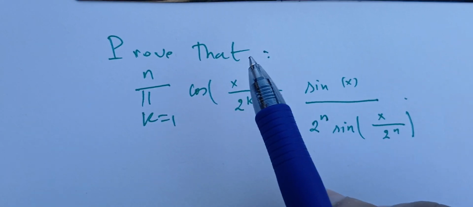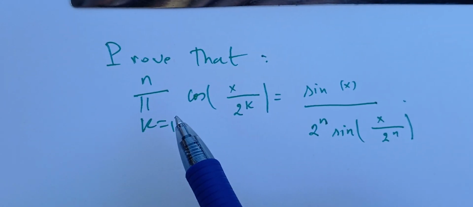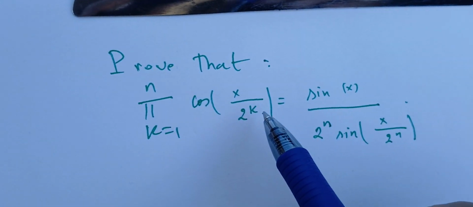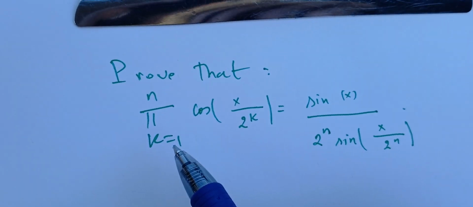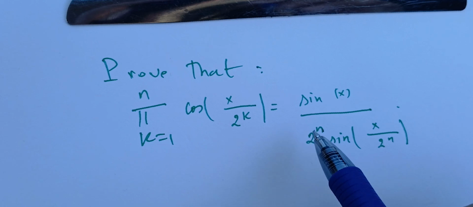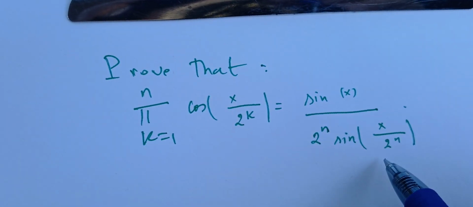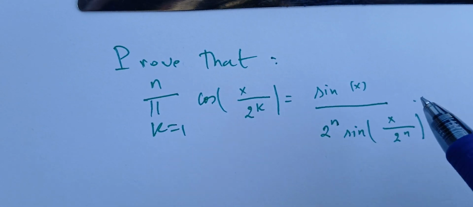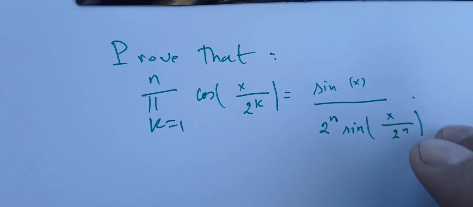Welcome back. In this video, we're going to try to prove that the product of the cosine of x over 2^k, with k going from 1 to n, is sine of x over 2^n sine of x over 2^n. We're going to use induction to prove this result.